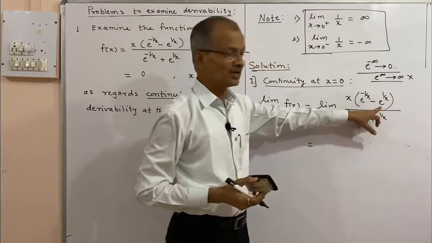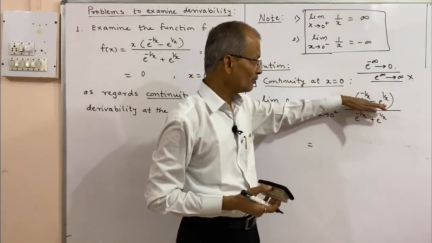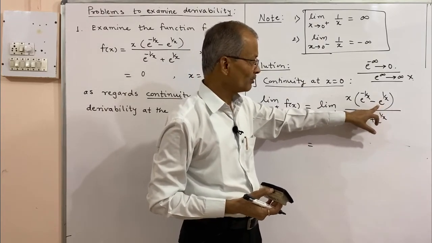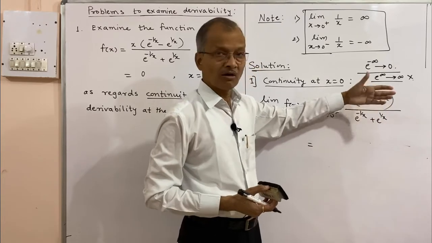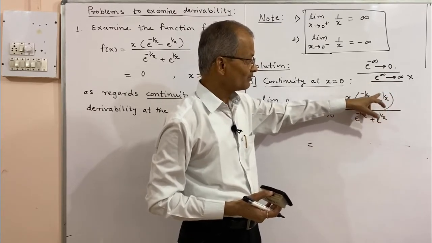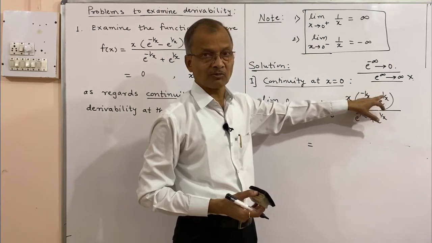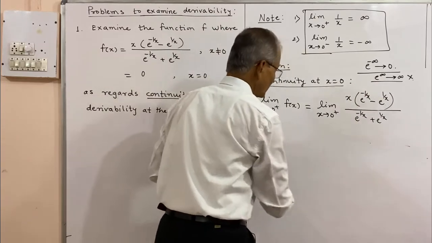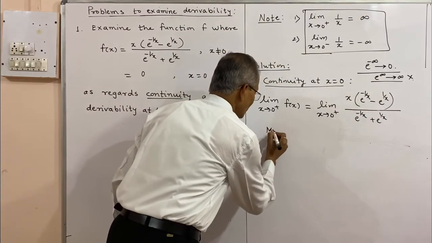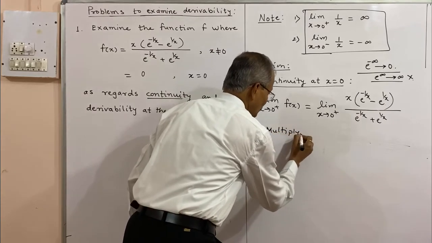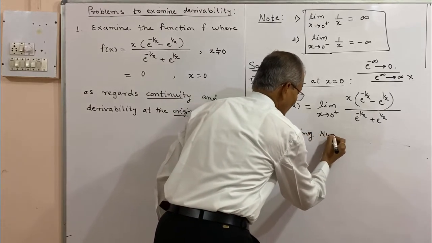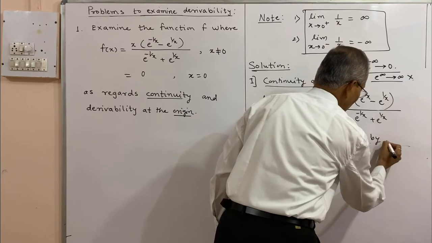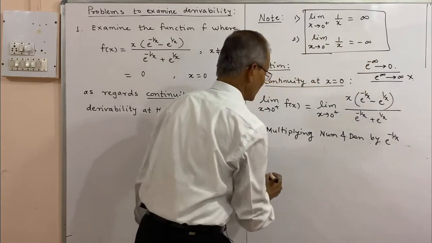To eliminate this, we divide by the term e raised to 1 by x at the numerator and at the denominator, so the value should not be changed. So we divide both numerator and denominator by e raised to 1 by x, or in other words, divide by e raised to 1 by x means multiply by e raised to the negative power, minus 1 by x. So we may write here, multiplying numerator and denominator by e raised to minus 1 by x on the RHS.